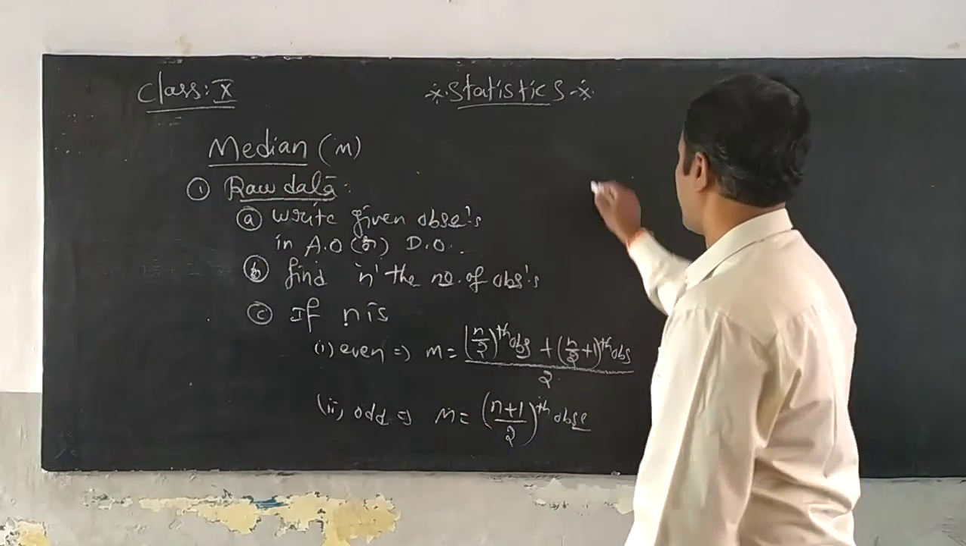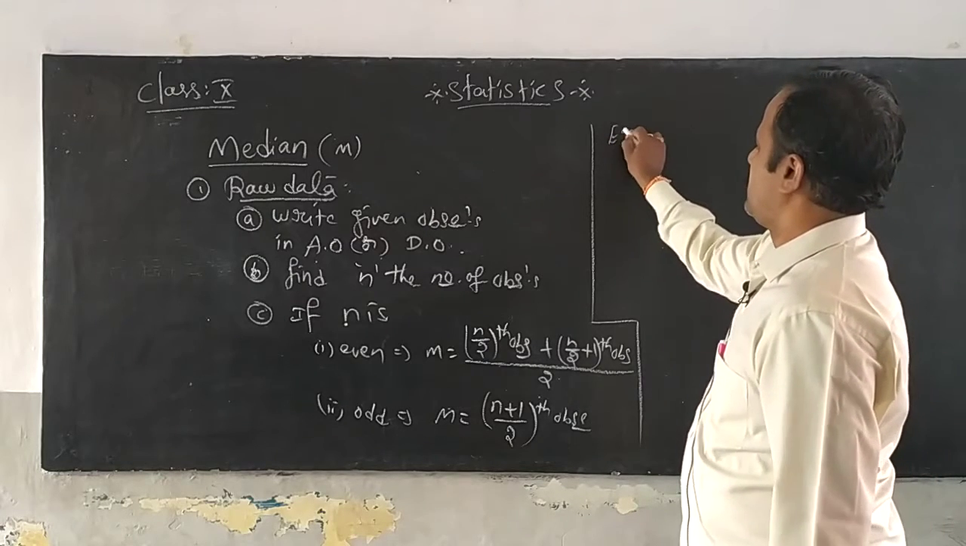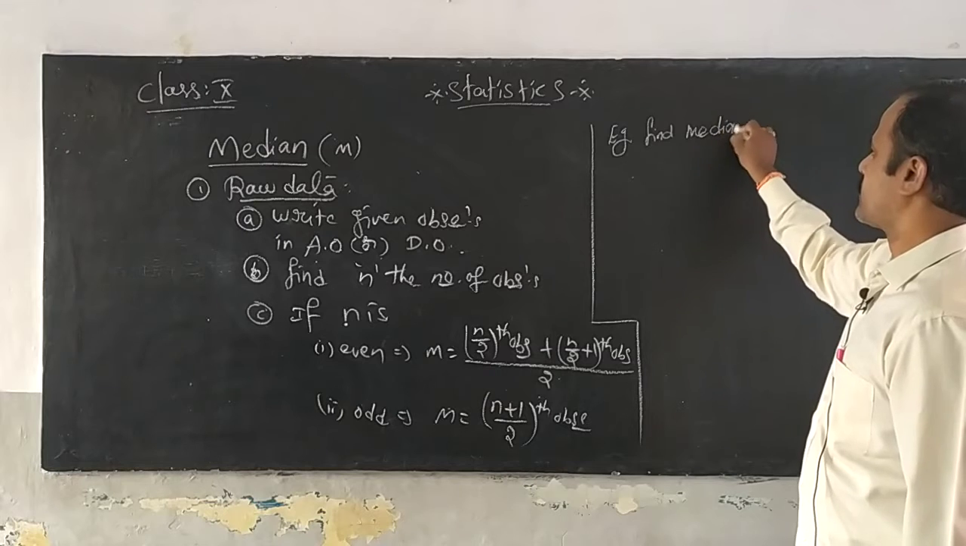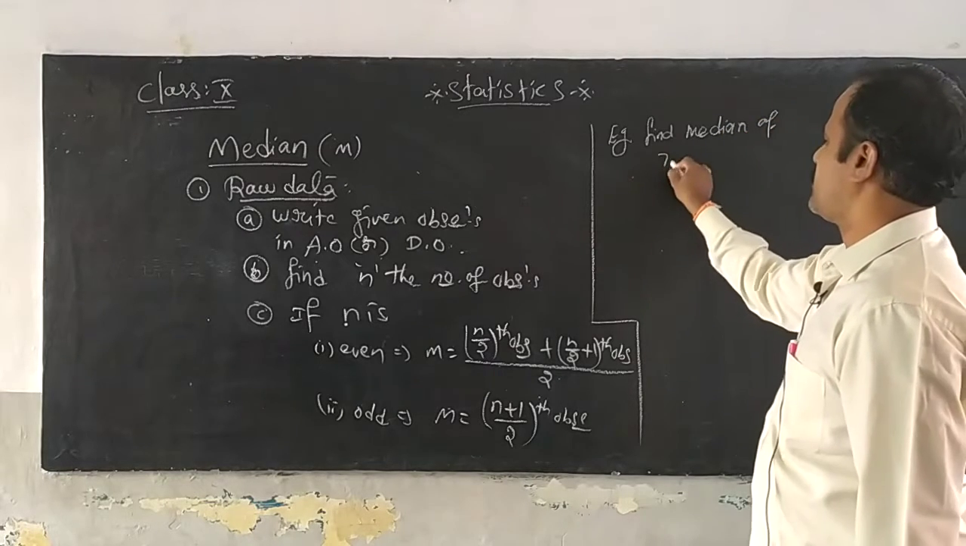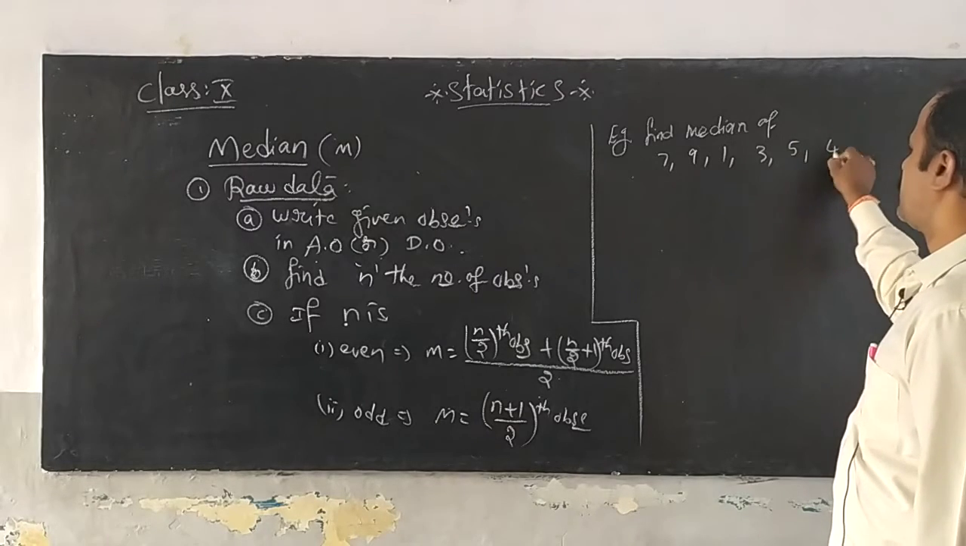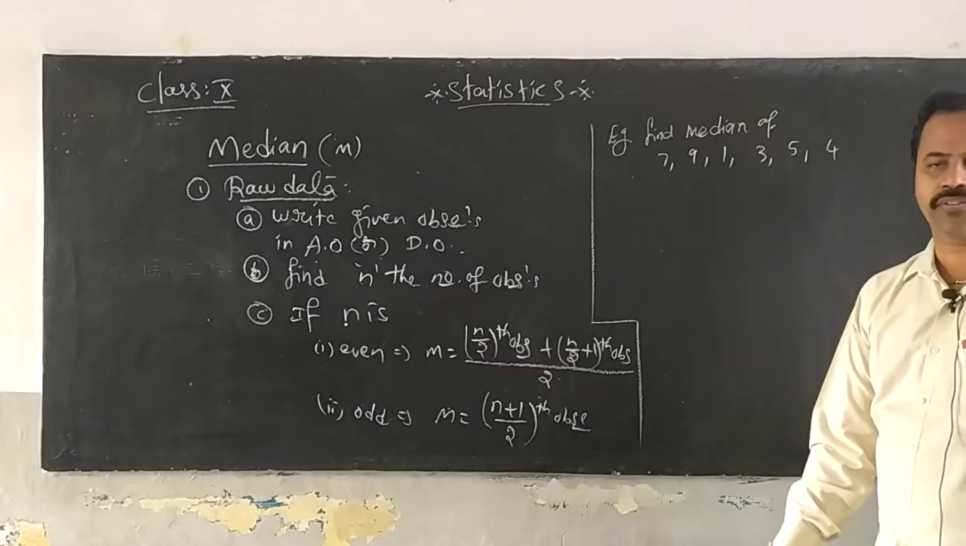Let's take an example here. I give one example for you. Find the median of 7, 9, 1, 3, 5, 4. See, 1, 2, 3, 4, 5, 6. We have 6 observations here.